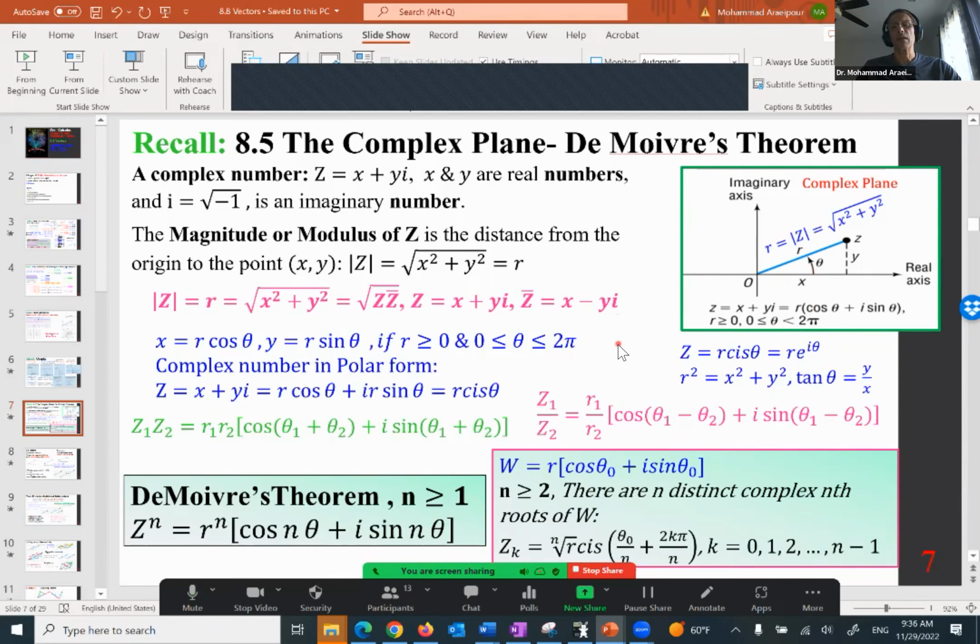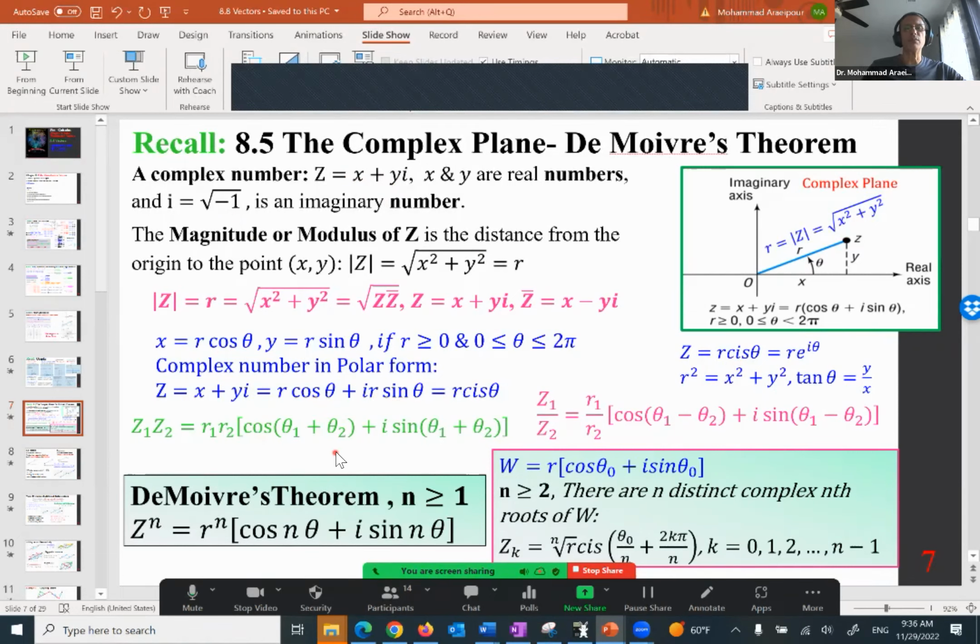And a number z, which is x plus yi, or you recall it as a plus bi, is a complex number where x is the real part, y is the imaginary part, and we can represent it as x being r cosine theta, y being r sine theta, or z is r cis theta for short, because it is r cosine theta plus i r sine theta, where i, by definition, is square root of negative 1.